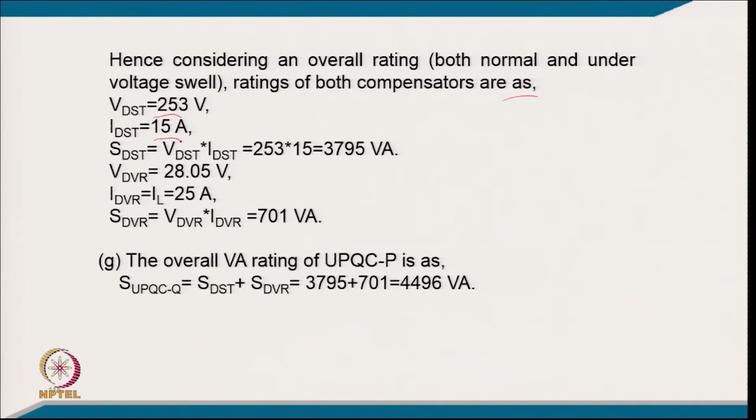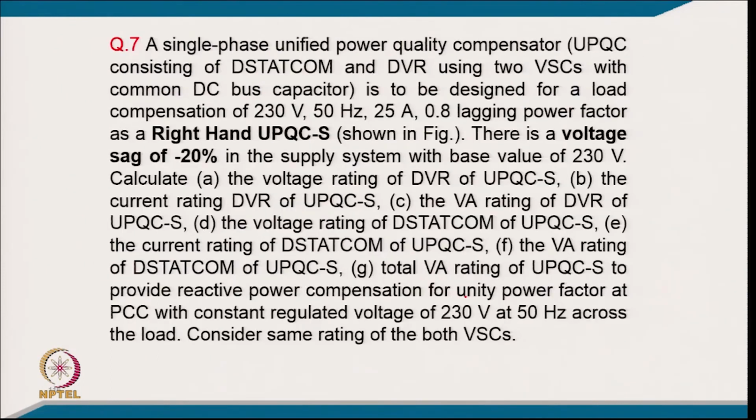Hence, considering the overall rating for both normal and under voltage conditions, the ratings of the compensator are: V D-STATCOM 253 volt and I D-STATCOM 15 ampere, and S D-STATCOM is the multiplication, 3795 VA, and V DVR is 28 volt, I DVR 25 ampere. So, the VA rating of the DVR is 701 VA, and the overall VA rating of UPQC is your D-STATCOM rating plus your DVR rating. So, it becomes 4496 VA.